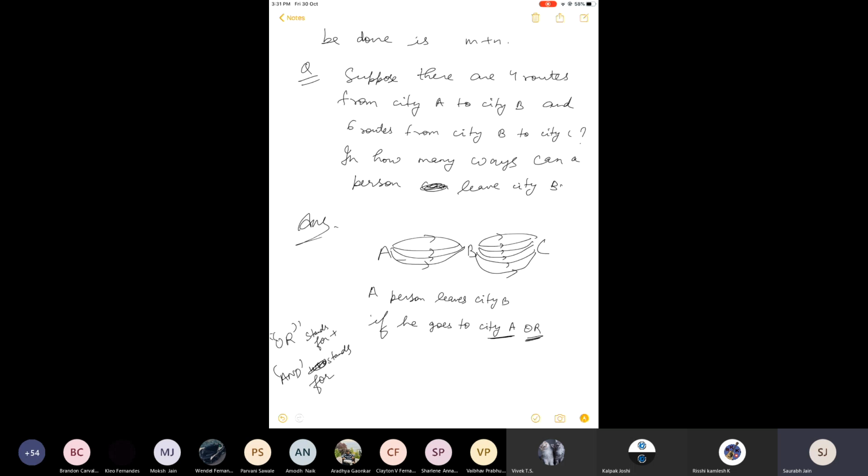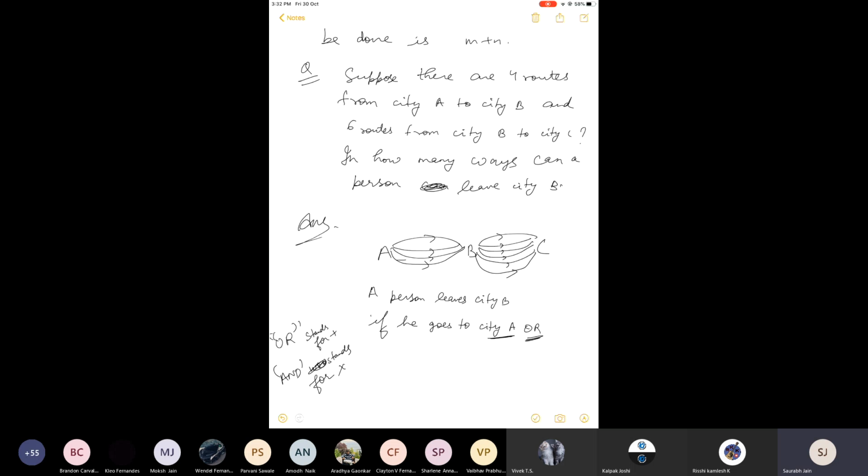So try to understand the language of the question, and from there you will understand whether you have to use the word "or" or the word "and". See, in the first or second question, the same language was there, but in that question they asked in how many ways he can travel from A to C via B.